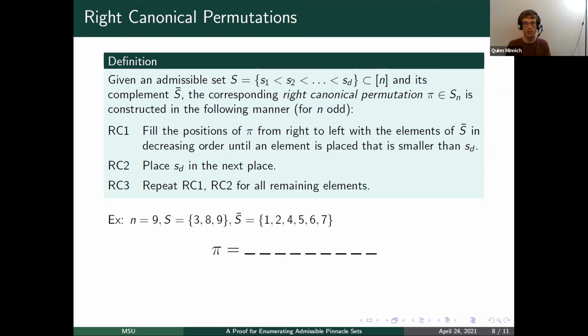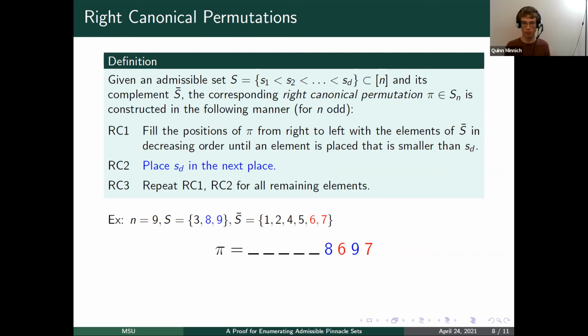So suppose someone hands us this pinnacle set, 3, 8, 9, which is admissible. And they want us to construct a right canonical permutation. Well, if we follow the steps, the first thing we do is we place non-pinnacles at the end of the permutation. So we place a 7. And we look, and 7 is smaller than 9, so we stop, and we place a 9. Now we go back to the first step, which is we continue placing non-pinnacles until we place something smaller than the next pinnacle value, which is 8. We don't have to go too far. We place a 6, and 6 is already smaller than 8, so we're done with step 1. We go back to step 2 again, and we place the next largest pinnacle.